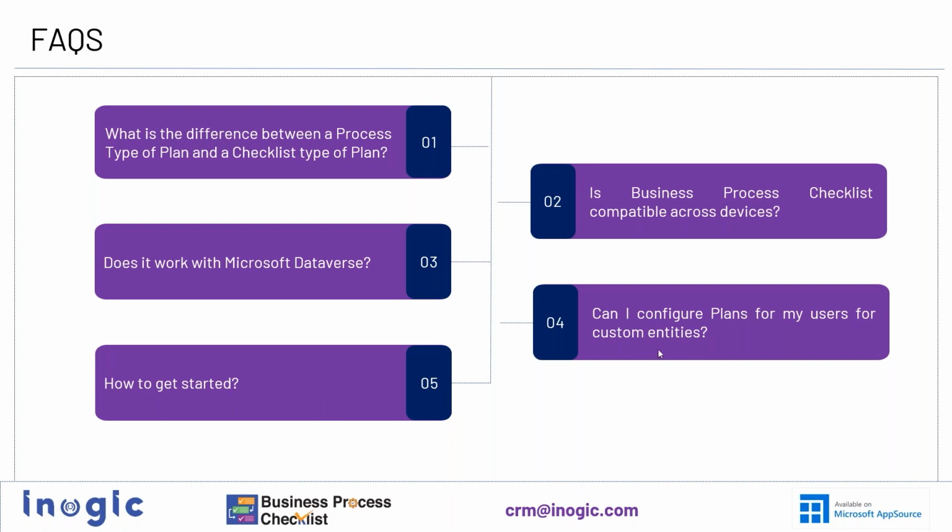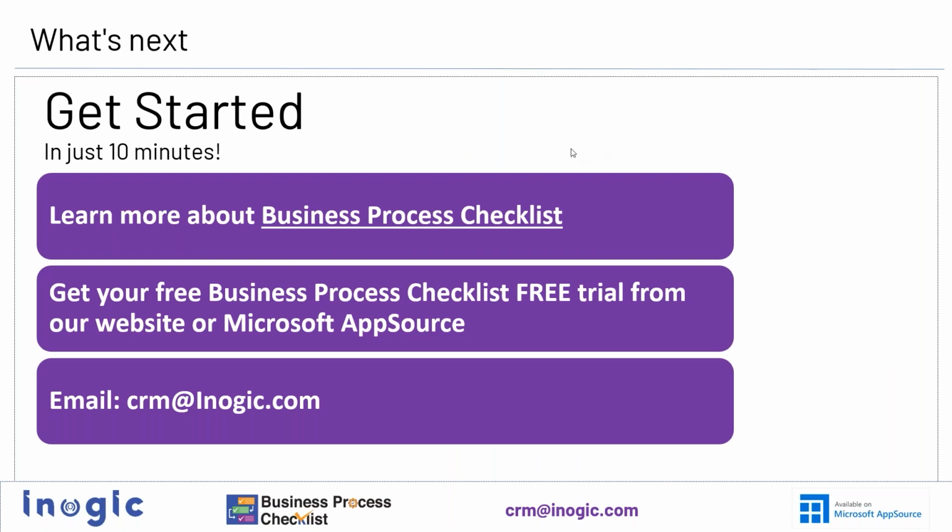How to get started? Well, you can go to Microsoft AppSource. You can visit our website www.inogic.com. Download the business process checklist, fully functional 15 days trial from our website. Get a hands-on. Try to configure the solution. It's really simple. However, in case you face any issues, if you want a one-on-one demonstration, one-on-one configuration assistance, just drop an email to crm@inogic.com. I'll be very happy to pick it up and schedule a call to assist you in configuring the solution.